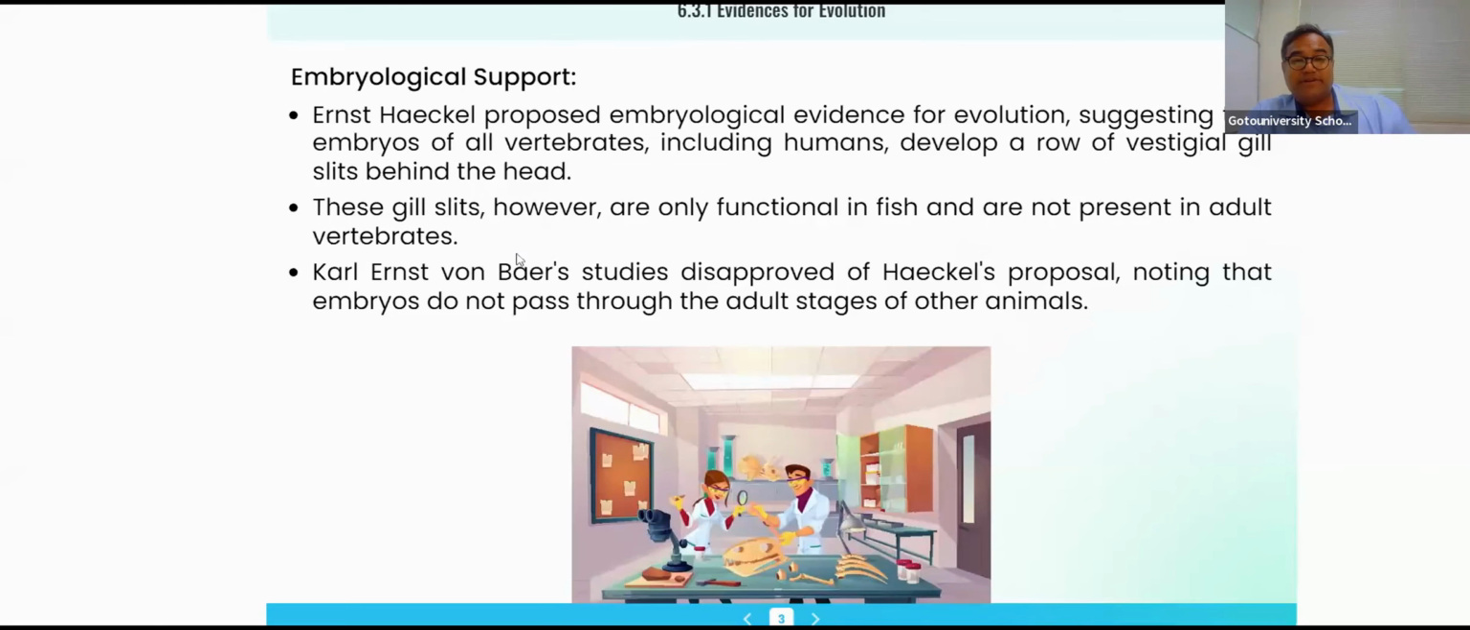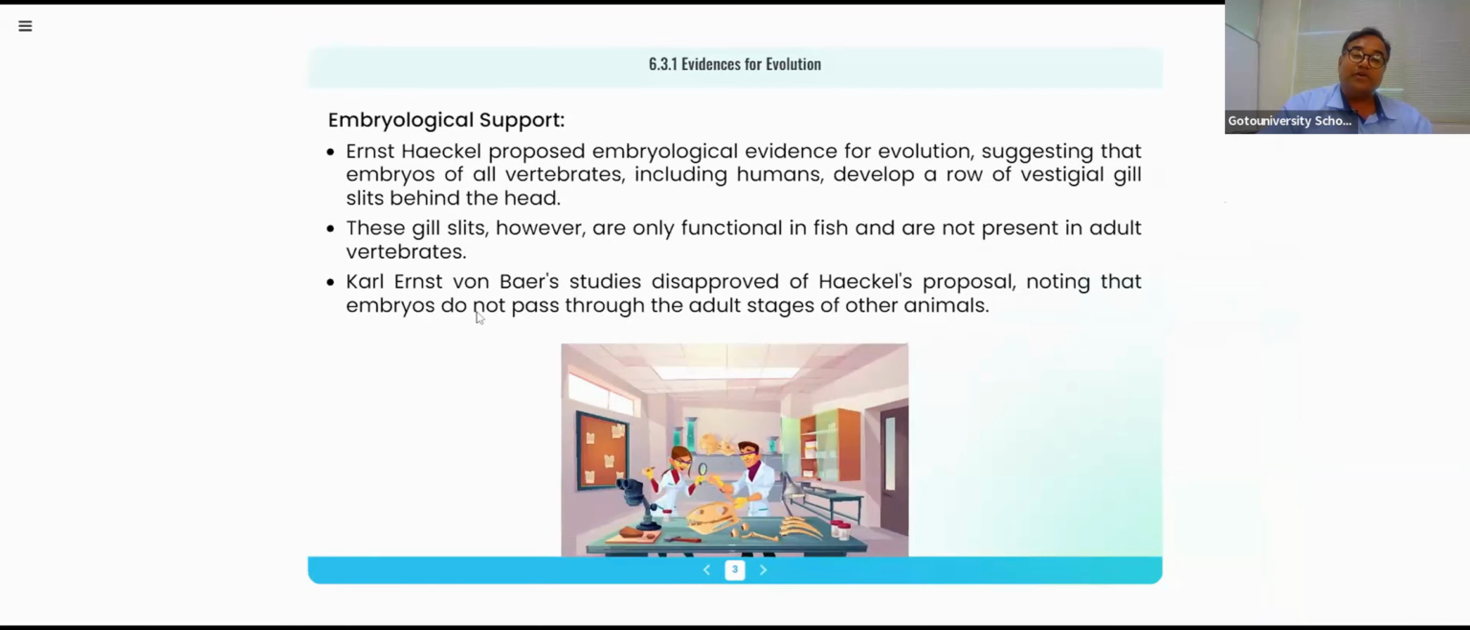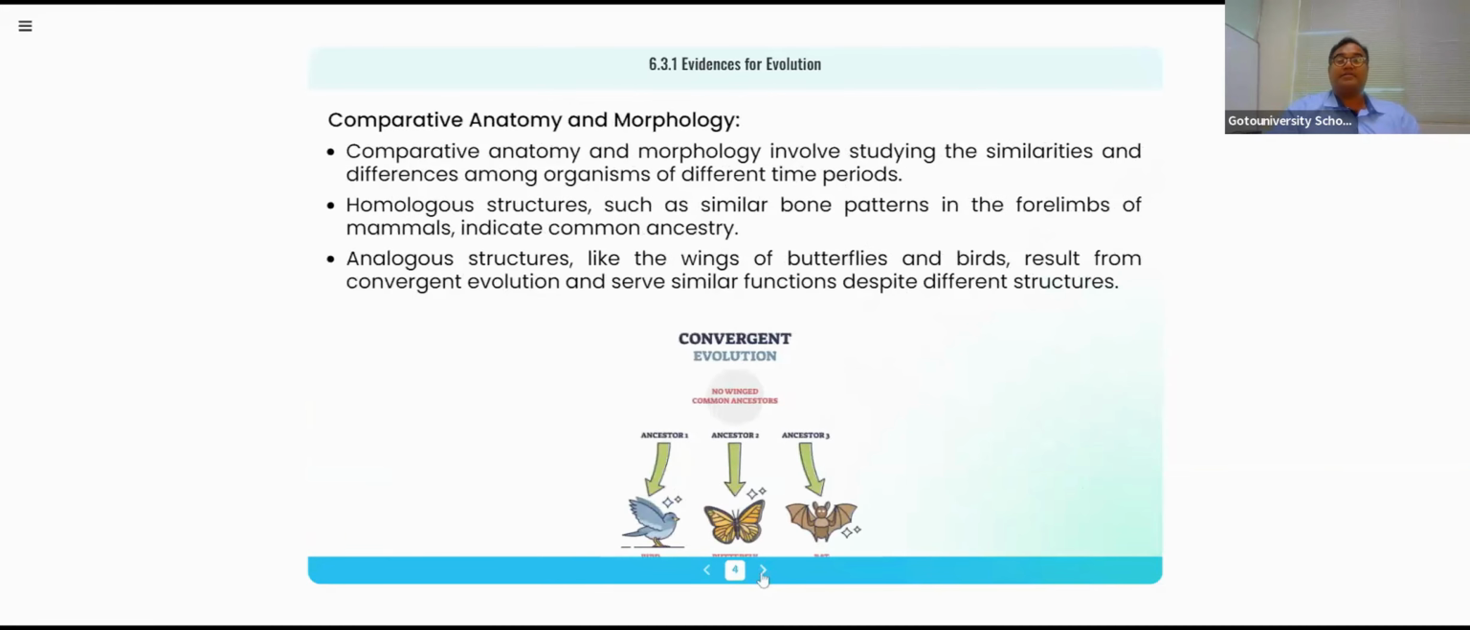If you're talking about Karl Ernst von Baer's studies, they disprove Haeckel's proposal, namely that the embryo does not pass through the adult stage of another animal. Yes, of course, correct, right? So the embryos of various species are matching in the first few months, but not every time. This is the entire extract of this explanation. Von Baer's explanation we told you. And now we are entering into the next subtopic.